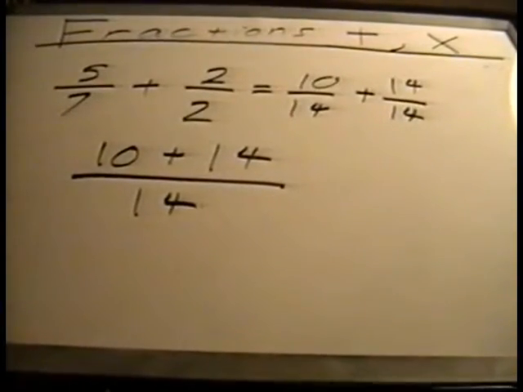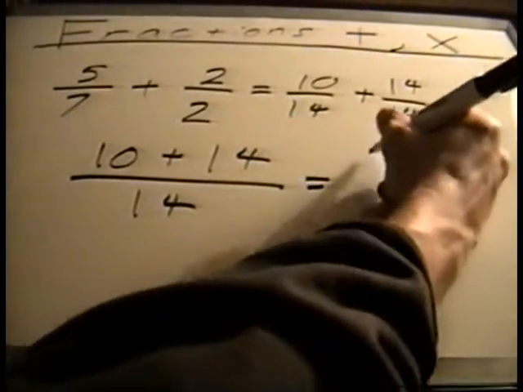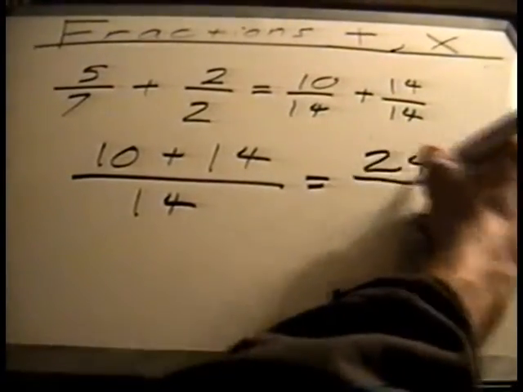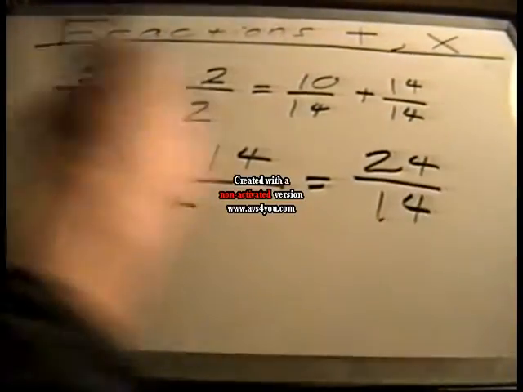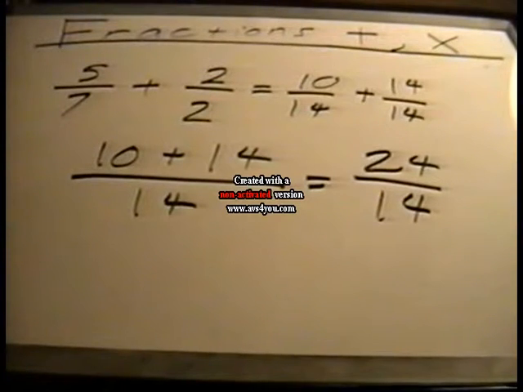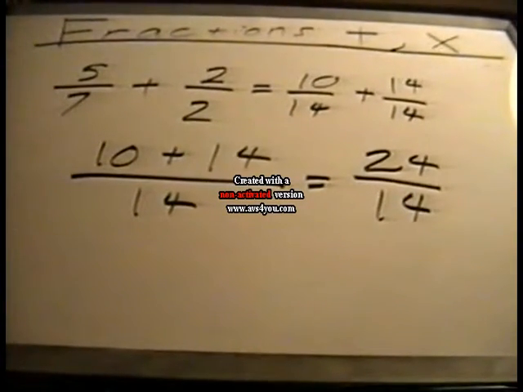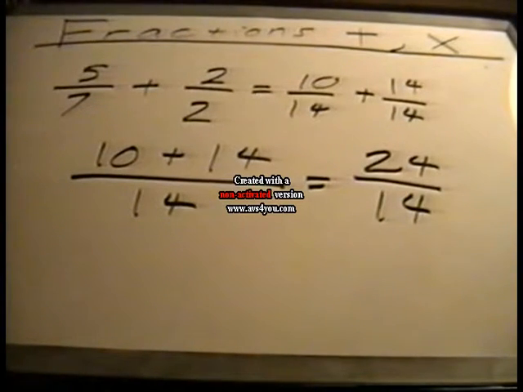2 halves. 5 sevenths plus 2 halves. Well, of course, we know that 2 halves equals 1. We could say 5 over 7 plus 1. But you would say 1 and 5 sevenths. We want to know how many sevenths that is, or how many halves.